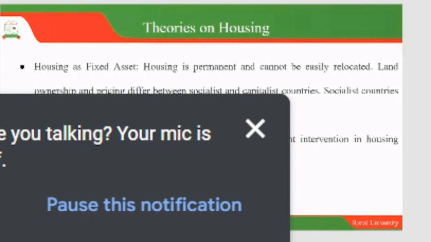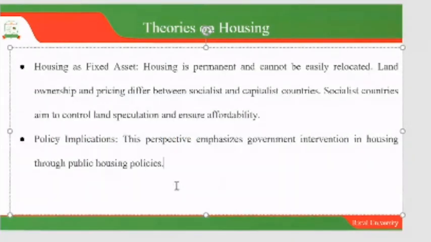Land ownership and pricing differ between socialist and capitalist countries. Socialist countries aim to control land speculation and ensure affordability. However, capitalist countries, we know, look more onto the issues of their economy. So it focuses on the relationships between class, economics, and housing. It examines how housing is shaped by capitalist systems and how it reproduces social inequalities.